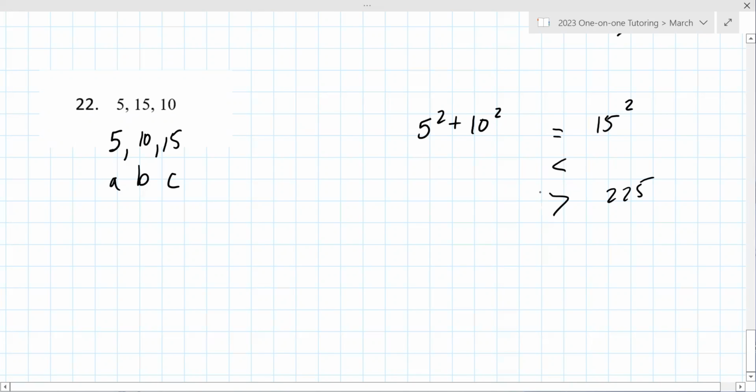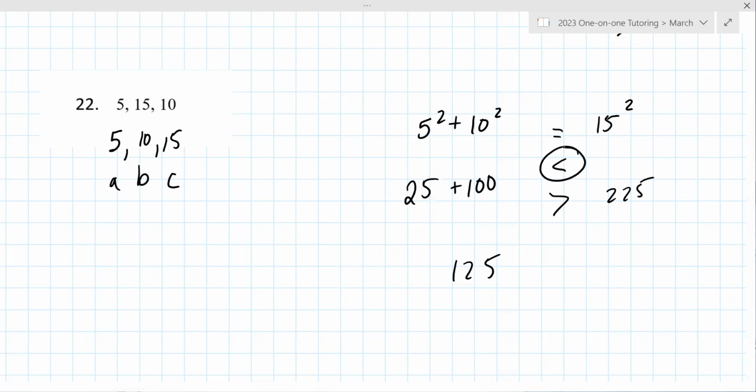No, sorry. Wait, no, it's not C. It's 25 plus 100. Oh my God, I wrote it in the wrong order. Never mind. Yeah, and that's how the teacher gets you on this. In my head, I was like, don't write it in the wrong order. I did.